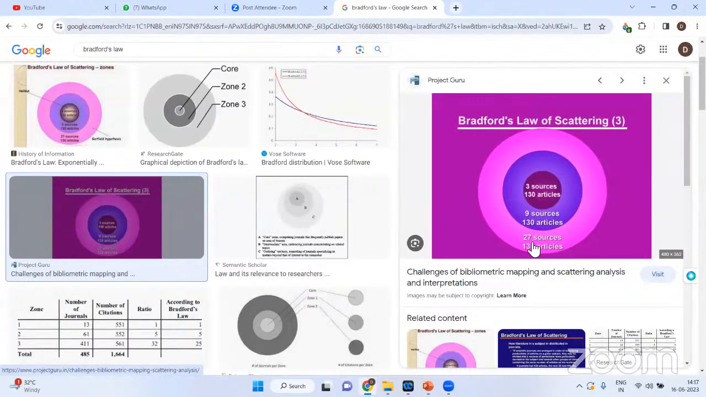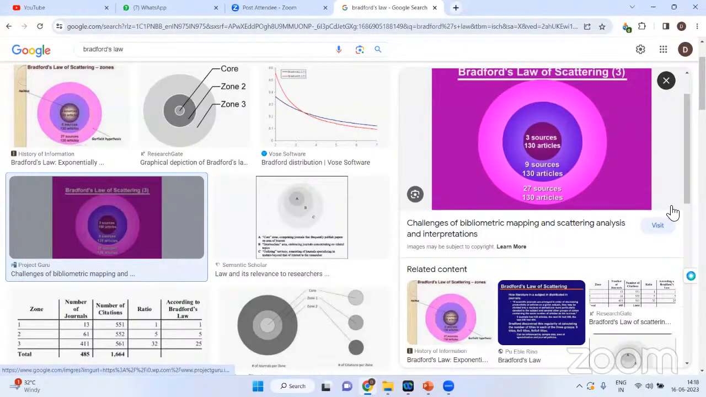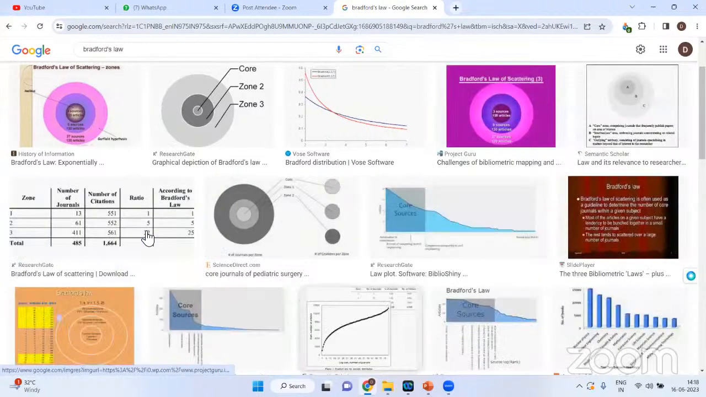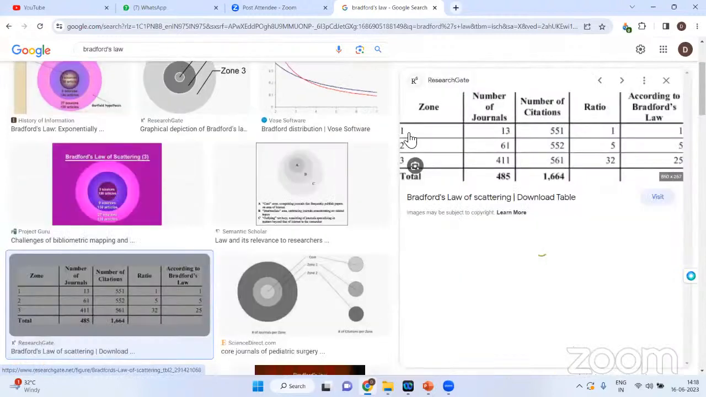Now, what is the ratio which has developed? It is 3:9:27, that is 1:3:9, right? And each field, each discipline can have a different distribution. See the distribution here. Zone 1, which is the core, zone 2, zone 3, right?